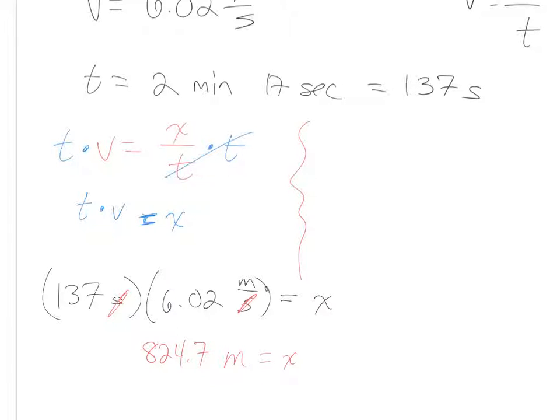Now, if you chose not to solve generically for x, and you started with this formula, I'll do it on the right side. So let's say you chose not to solve for x first. You would plug in velocity here, and time there. And we would simply solve for x. How would you solve for x again? You'd multiply by 137, getting the exact same answer.